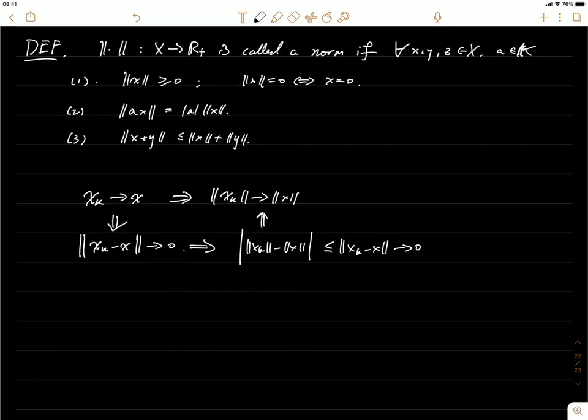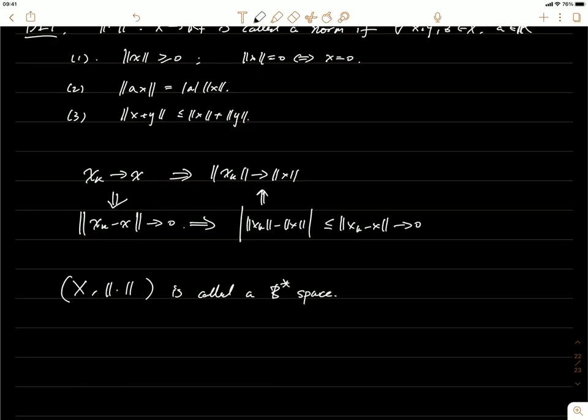Okay, so in this case, we make the P stronger. We have the P of x, which we used to define the Fréchet space, but now we're more interested in the norm. We replace the P with this norm, and this is called a B-star space. Just not yet a Banach space. Only when it is complete do we call it a Banach space. So if X with the norm is complete, meaning every Cauchy sequence is convergent, then this is called a Banach space.